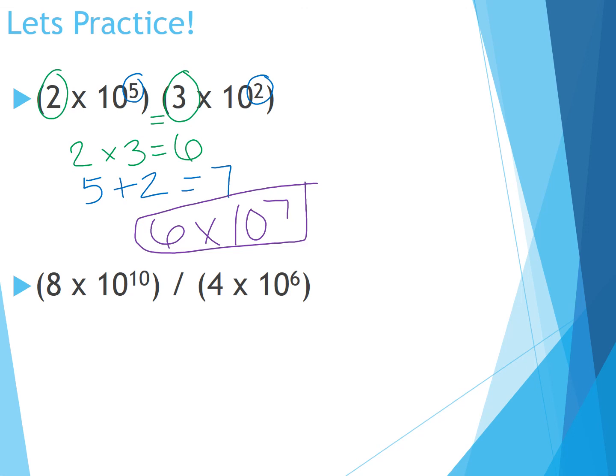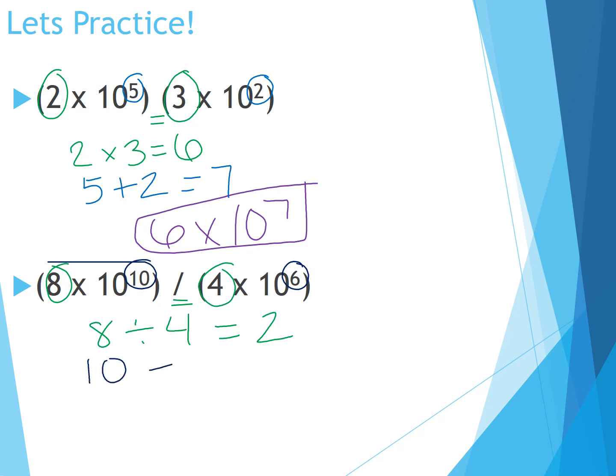Okay, what about the next one? It is division. So once again, we're just going to take the base numbers and do it normal. So we have 8 divided by 4, which is 2. Using the front numbers, those base numbers. Then I'm going to take the exponents. Remember, we're dividing, so we're going to subtract. We're going to do 10 minus 6 is equal to 4. And then we put it all together. So we have 2 times 10 to the 4th.